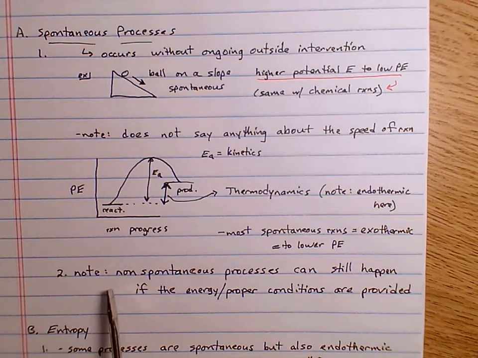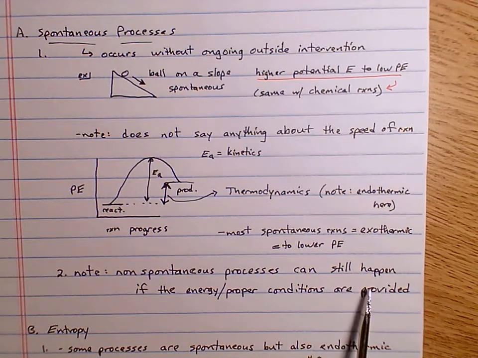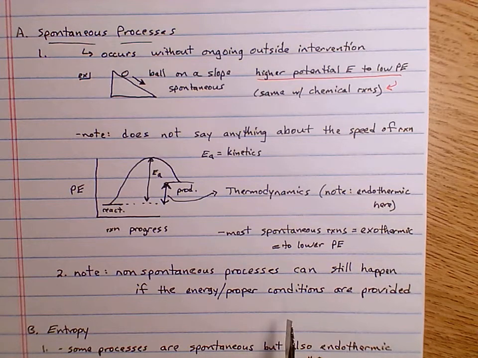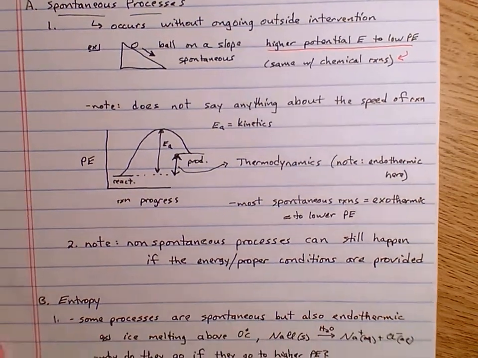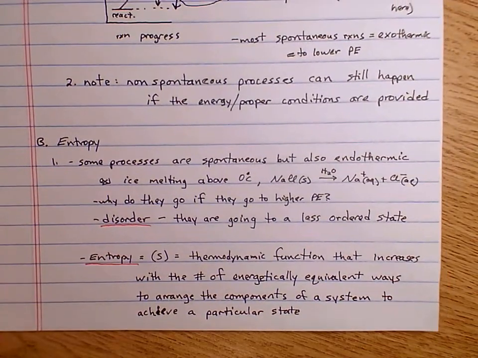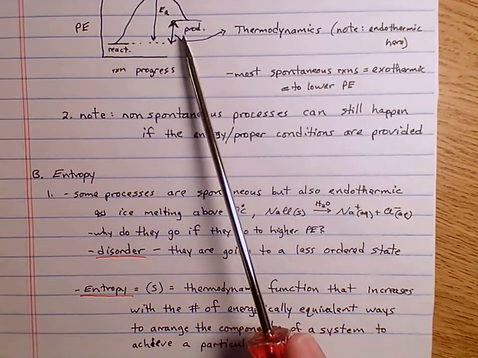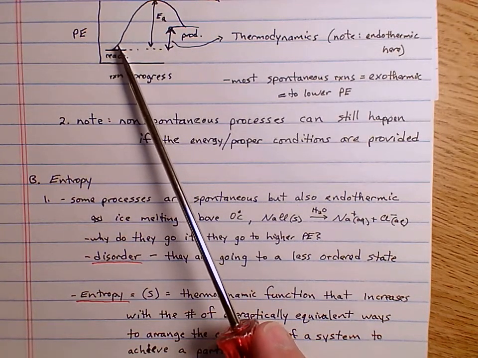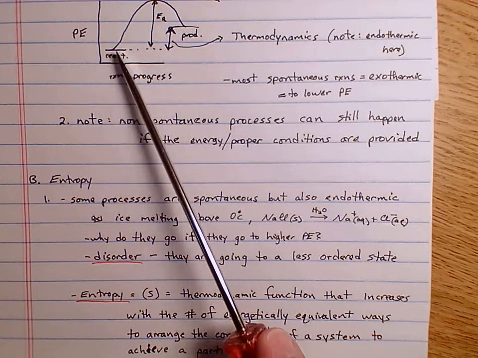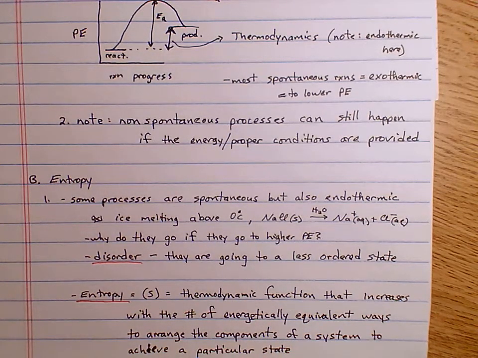However, you can get a non-spontaneous process to occur if the proper conditions are provided. We can make things go from low energy to high energy and stay at high energy as long as we have the proper conditions that supply that energy. All right. But people noticed something. They were looking at these curves and found out there are some reactions that are spontaneous, but they are endothermic. Now, they're not hugely endothermic. They're a little bit endothermic. They get colder. They take in heat from the outside.